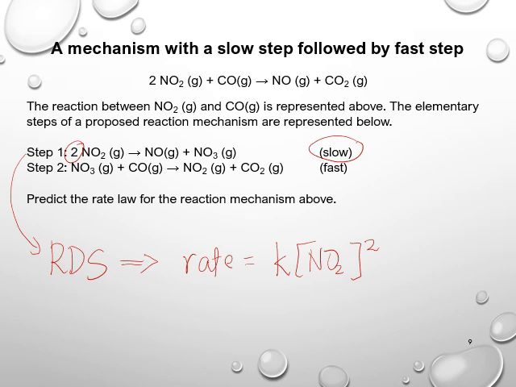Rate equals k times the concentration of NO2 squared. This power of 2 is given by the stoichiometry number. As it turned out, this rate law has been verified with experimental evidence.